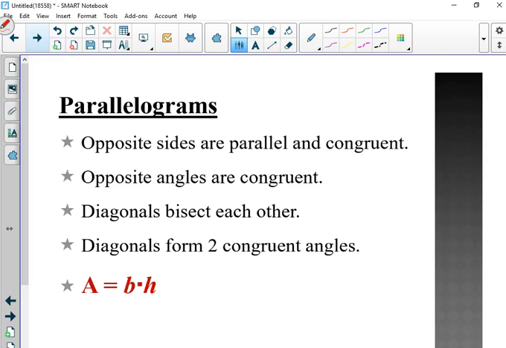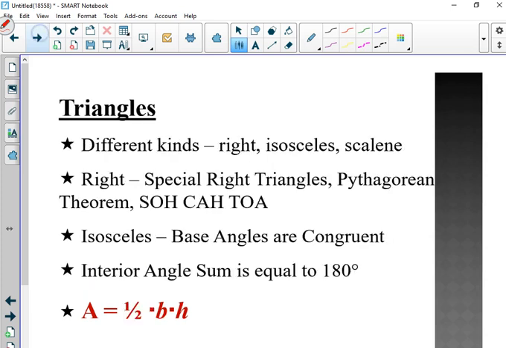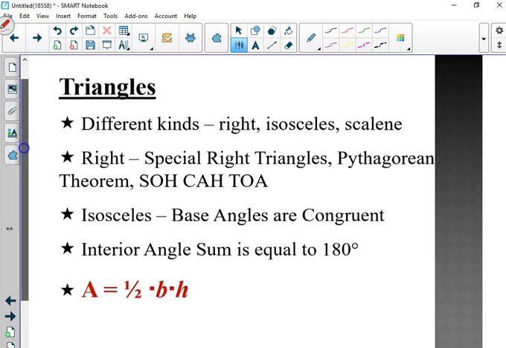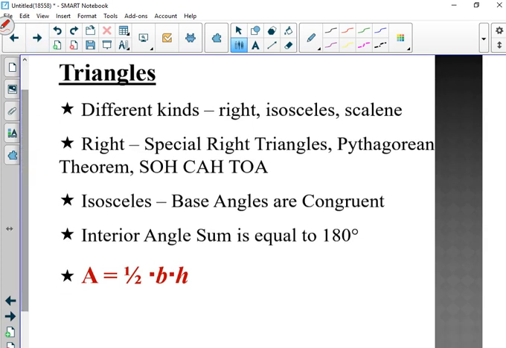So, I'm not going to read this to you. We've already talked about the properties of parallelograms, and there is the formula for it. Triangles. We've talked about the 3 different types. We've talked about right triangles, a little trigonometry with SOHCAHTOA. Isosceles, we know the base angles are congruent. And why is that? Because the sides opposite them are congruent.